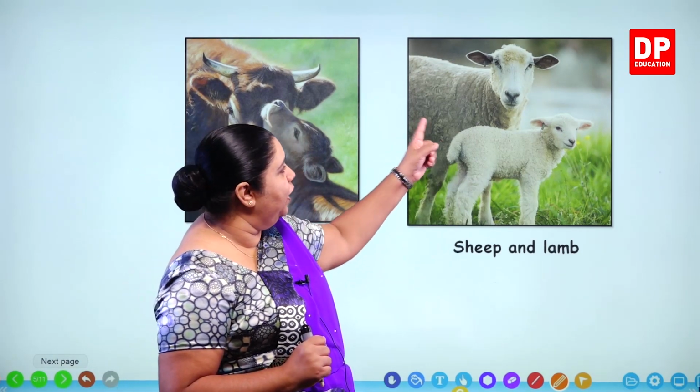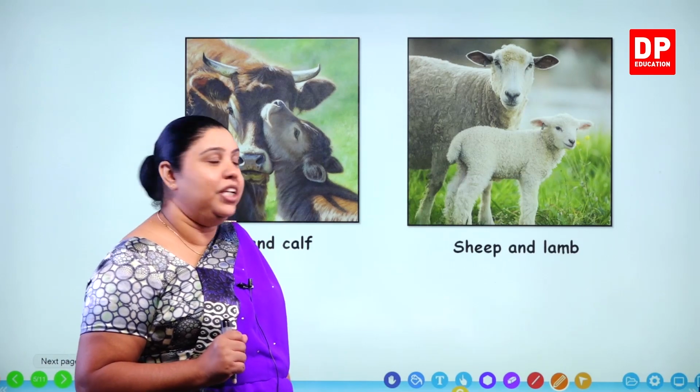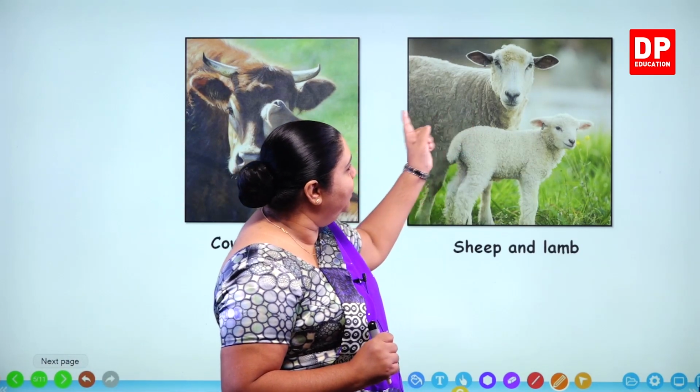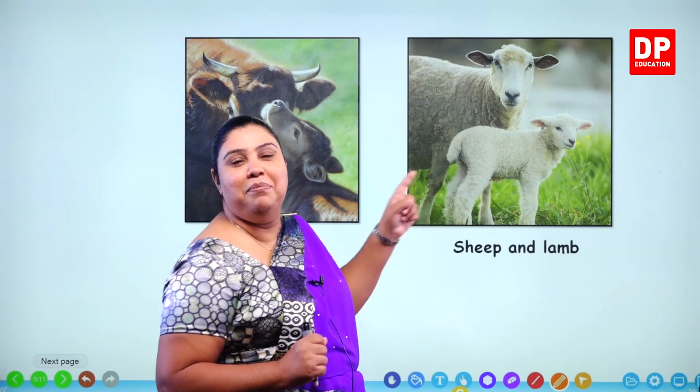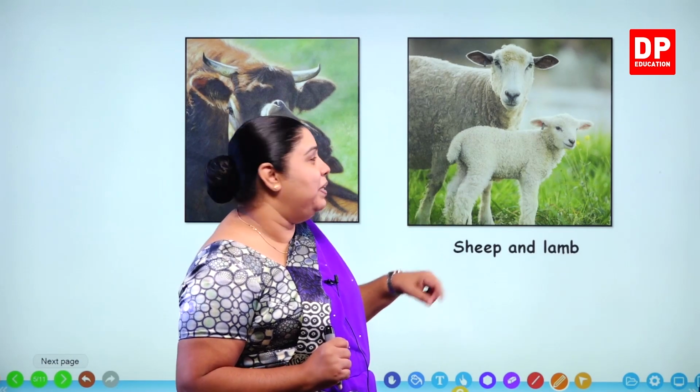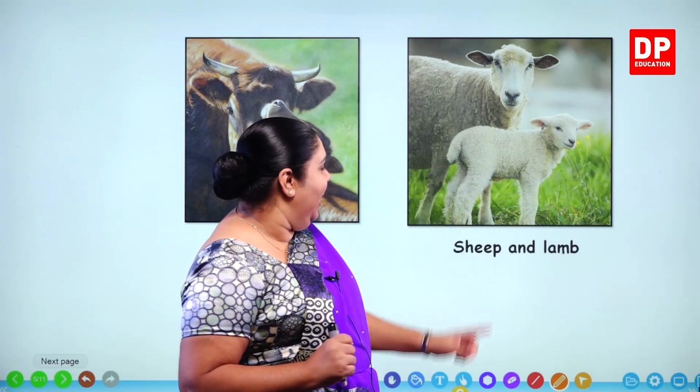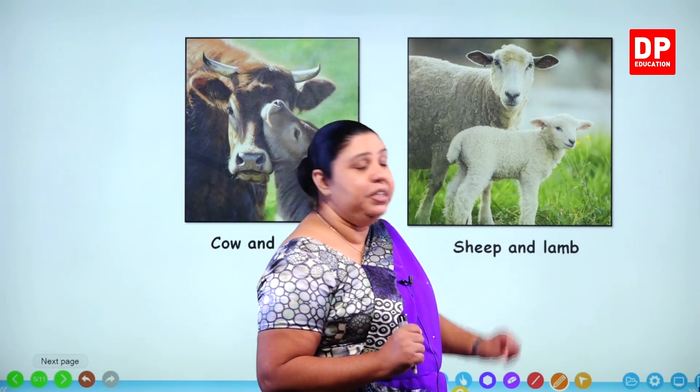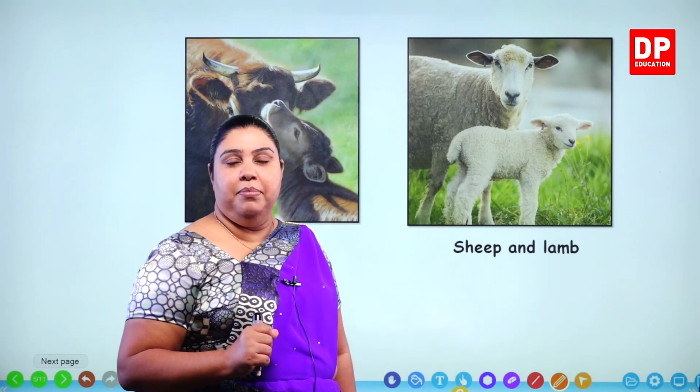We have the sheep over here. Can you see the mother sheep over here? Can you see? Look at the baby sheep. The baby sheep looks very cute, right? And we call the baby sheep the lamb.